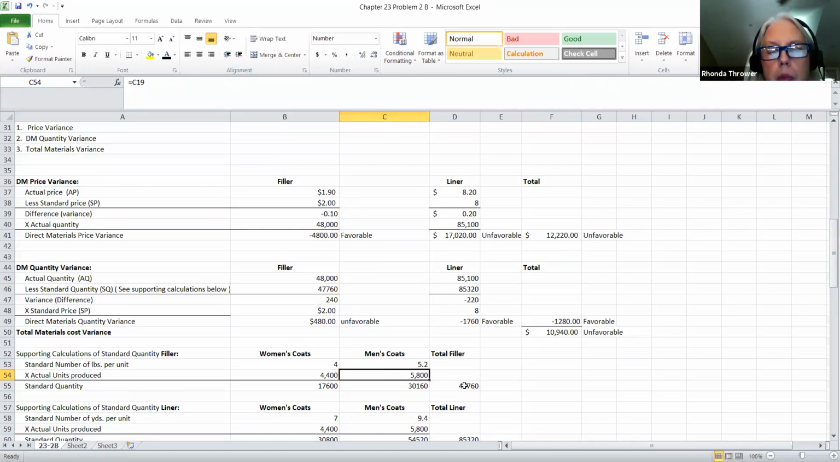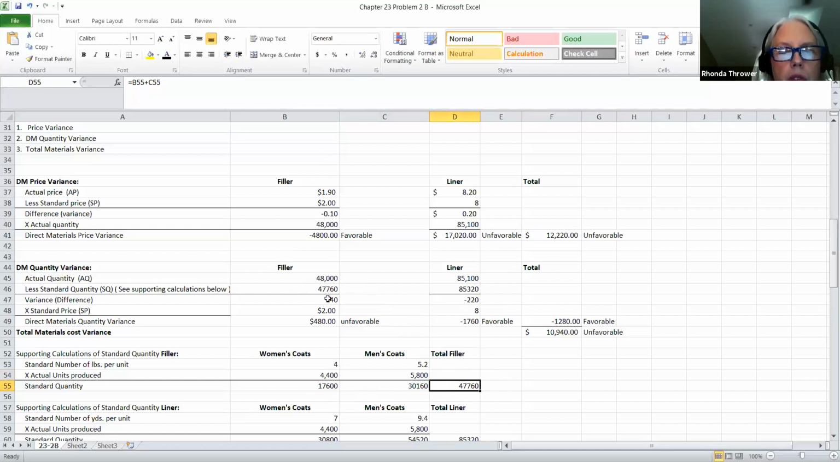Then you simply combine 17,600 plus 30,160, and that'll give you the total amount of the filler. And that's the standard quantity of the filler. And that's the amount that should be used in this calculation.